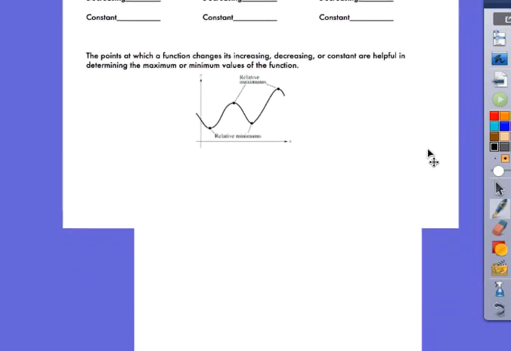Let's take a look here. It says the points at which a function changes from increasing to decreasing or constant are helpful in determining the maximum or minimum values of the function. So see, this function is decreasing, and right there it changes to increasing. That low part is called the minimum. If it's a high part, it's called a maximum. Minimum, maximum. Okay? So frowny faces have a maximum. Smiley faces have a minimum. And in this particular example, there are 2 minimums and 2 maximums.